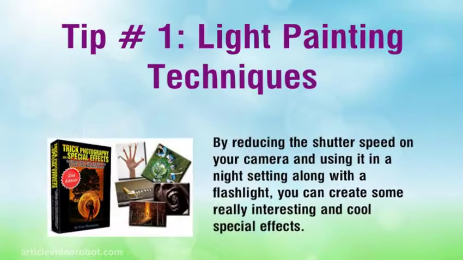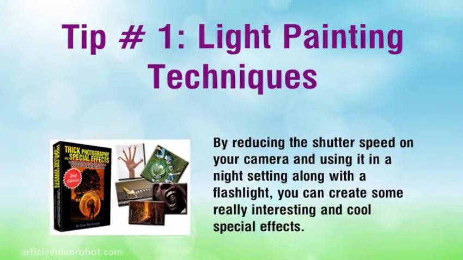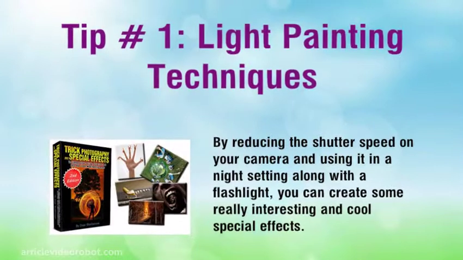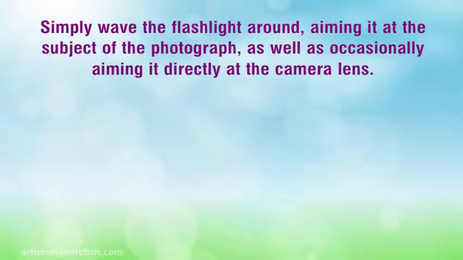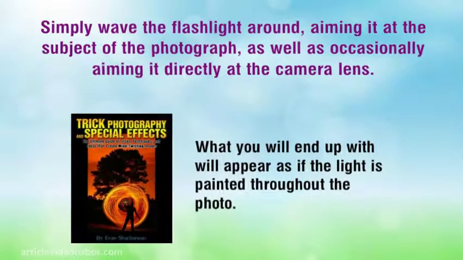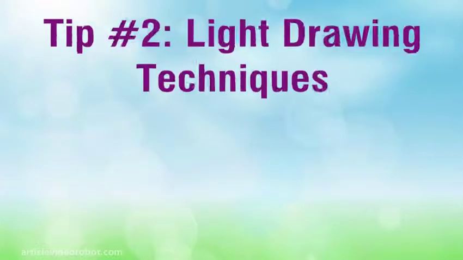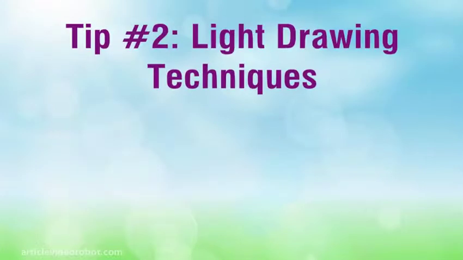By reducing the shutter speed on your camera and using it in a night setting along with a flashlight, you can create some really interesting and cool special effects. Simply wave the flashlight around, aiming it at the subject of a photograph, as well as occasionally aiming it directly at the camera lens. What you will end up with will appear as if the light is painted throughout the photo. Tip number 2, light drawing techniques.